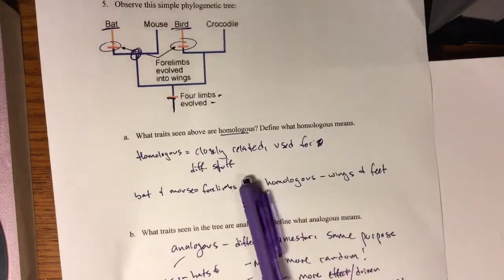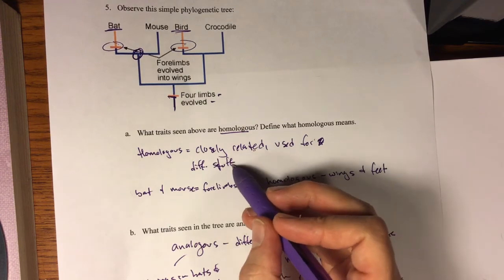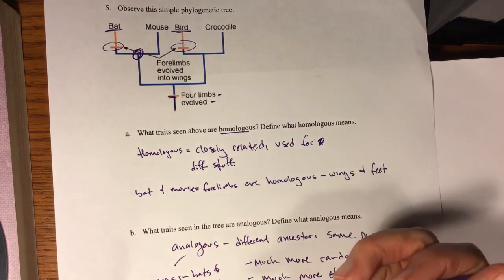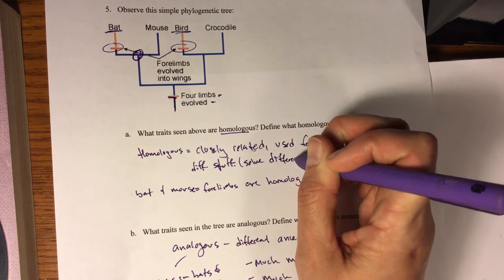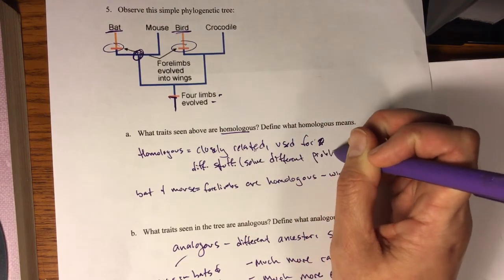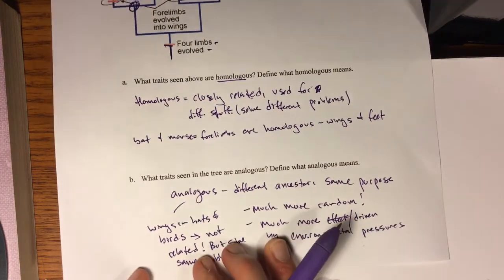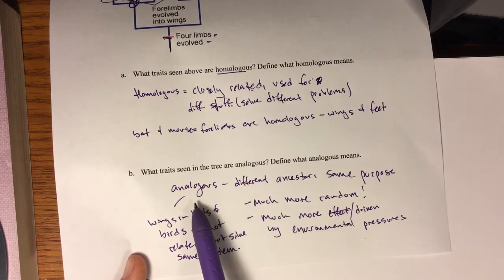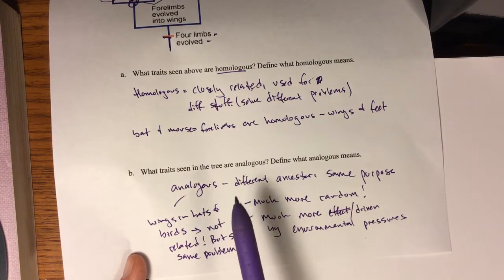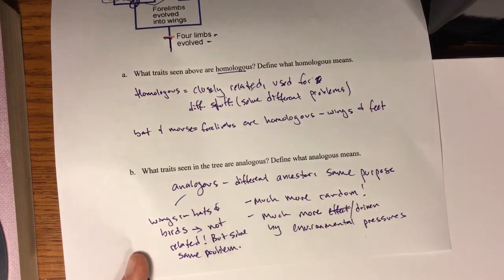Okay, so in the case of homology, you're looking at two similar structures used to solve different problems. In the case of analogy, you have two different species or even families that are using different structures to solve the same problem. So homology is different problems, analogy is same problems.